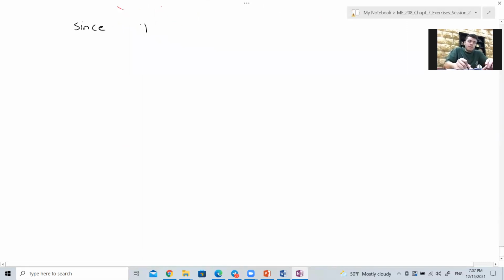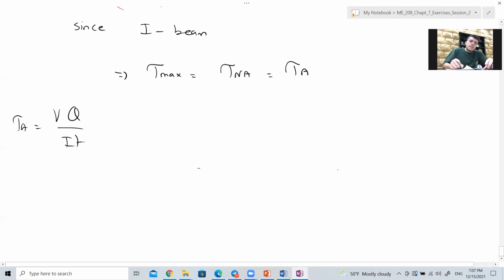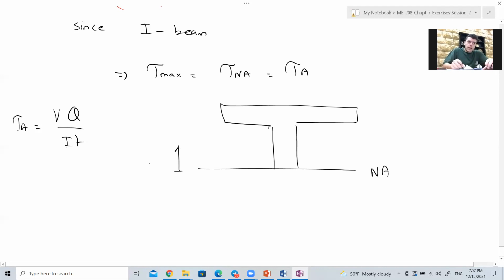Since we have an I beam, tau max is equal to tau at the neutral axis, which is equal to tau A. So tau A is VQ over I T at A. This is the neutral axis. This is the cross section. The area above, we take the area above. Because there are two areas, Q will be equal to A1 Y1 bar plus A2 Y2 bar.